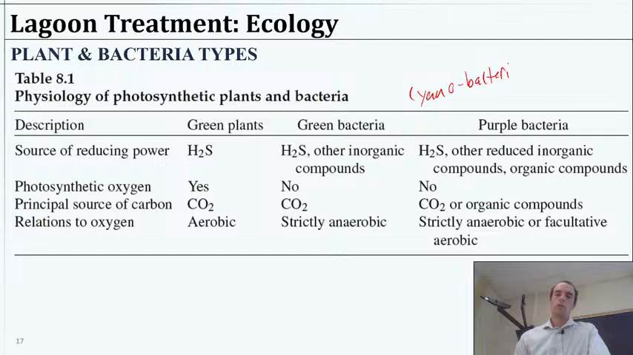So I think these guys will use oxygen that's just naturally in the system. Even if they're doing photosynthesis, maybe they don't keep it. Maybe that's what it's saying. Okay. But any of these can use CO2 as a carbon source. The purple bacteria can also use organic matter for that. In terms of relating to the oxygen, these would be aerobic, these guys would be anaerobic, and this guy could be either.